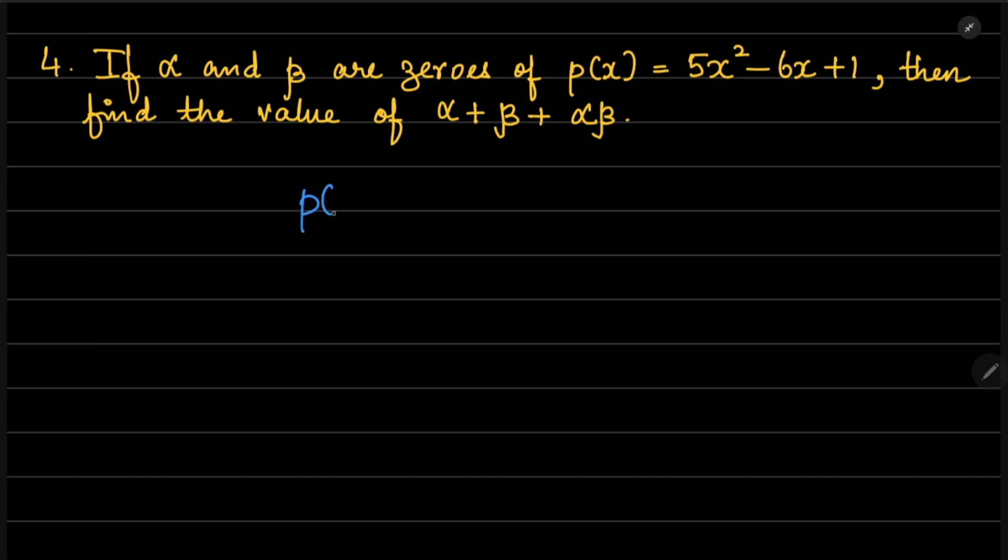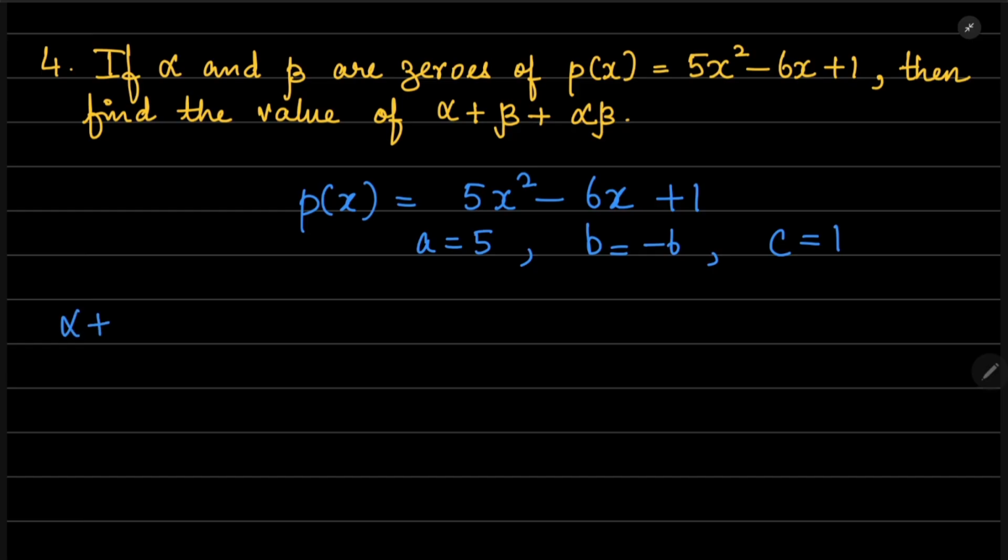So your given p of x is nothing but 5x square minus 6x plus 1. Your a is 5, your b is minus 6, and your c is 1. So the sum of the zeros, alpha plus beta, equals minus b by a. Minus of minus 6 by 5, which is 6 by 5. Minus into minus is plus.